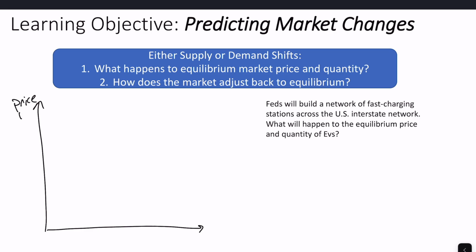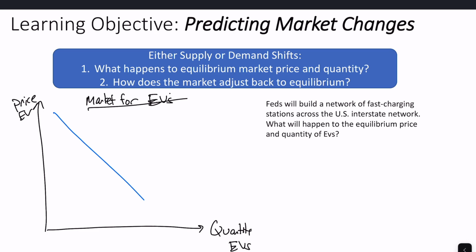All right, so we have price of an EV, we have quantity of EVs, and this is going to be the market for EVs. We always start from an initial equilibrium. So we have a demand, supply. We'll have an equilibrium price and quantity to start off with. So let's call this P star 1 and Q star 1, our initial equilibrium price and quantity.